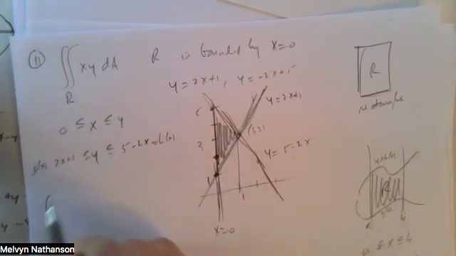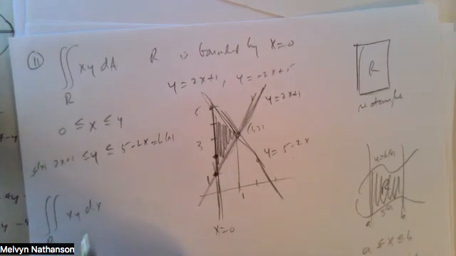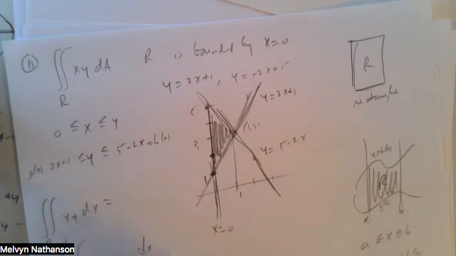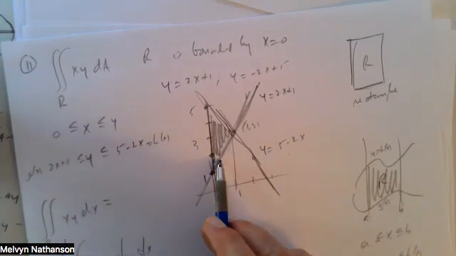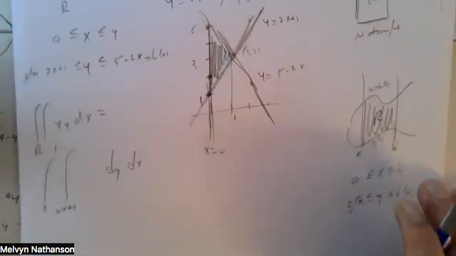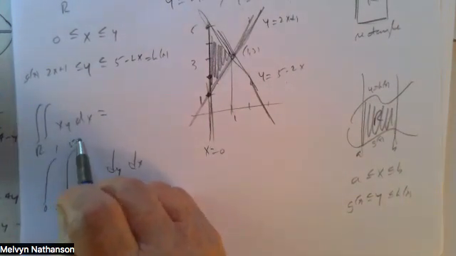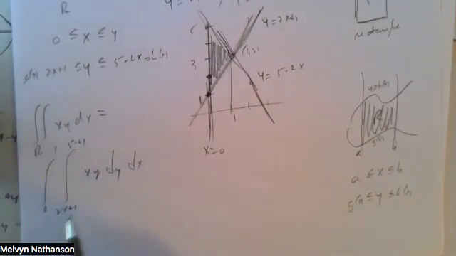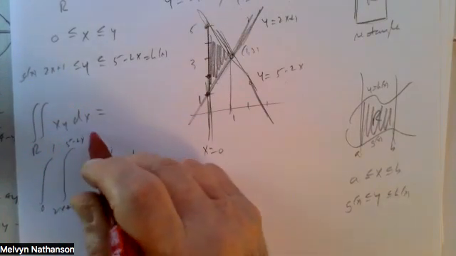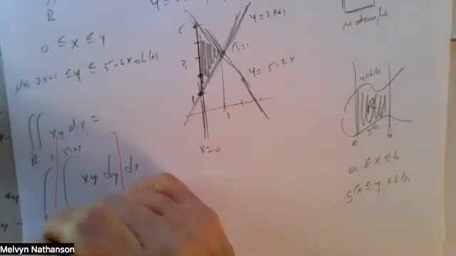So this integral is a double integral. With respect to x, x goes from 0 to 1. But with respect to y, y goes from the bottom, 2x plus 1, to the top, 5 minus 2x, and we're integrating the function xy. So this is the important first step. You can't solve the integral until it's set up properly. It's an iterated integral. This is the inside integral.